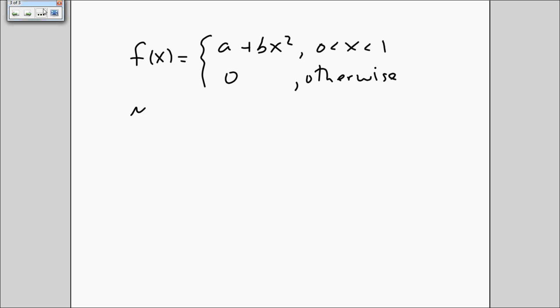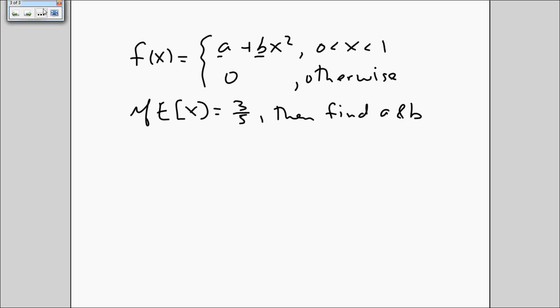Now you are told that E of X is 3/5, and they want us to find A and B. Now, when I see this problem in front of me, I'm like, if we find E of X, that'll only give us one equation, but there are two unknowns. So we're going to have to figure out another equation.